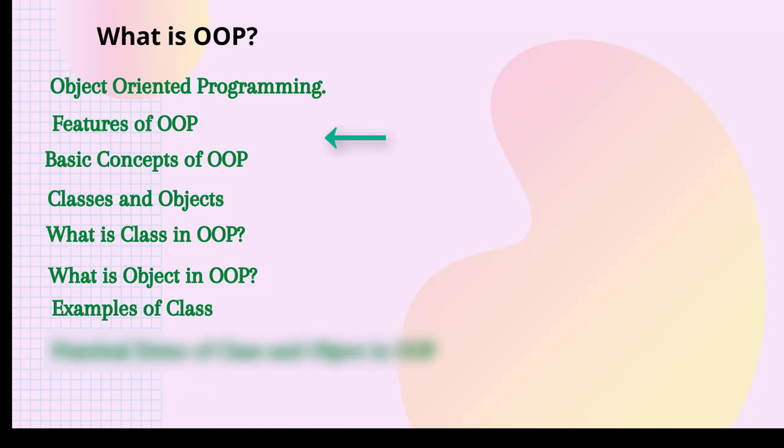The main feature is that we can reuse a piece of code wherever we want in our program. Reusability is the main feature of OOP. So here we come to the basic concepts of OOP. First of all, we see classes and objects. With classes and objects, we can develop an application.